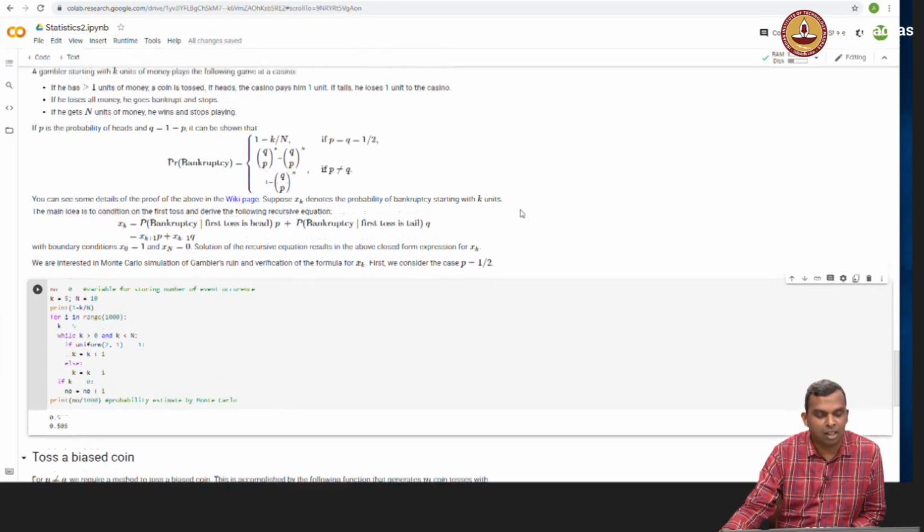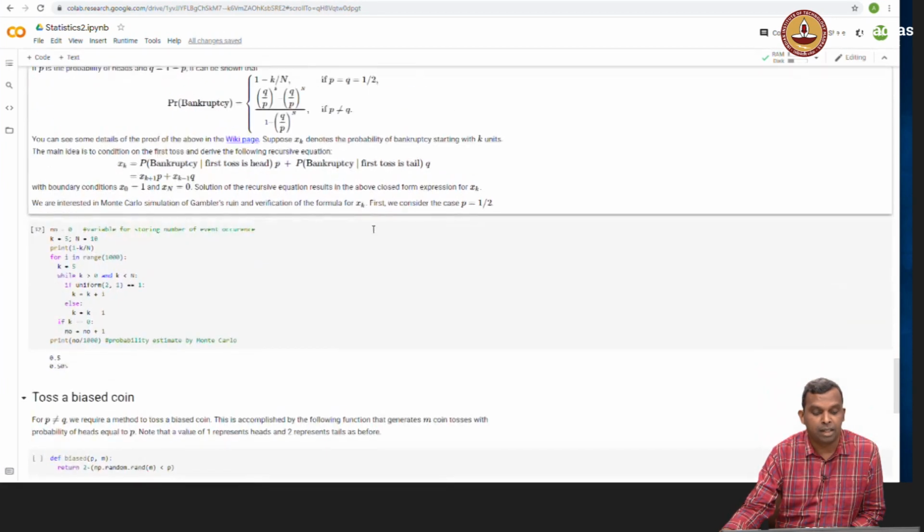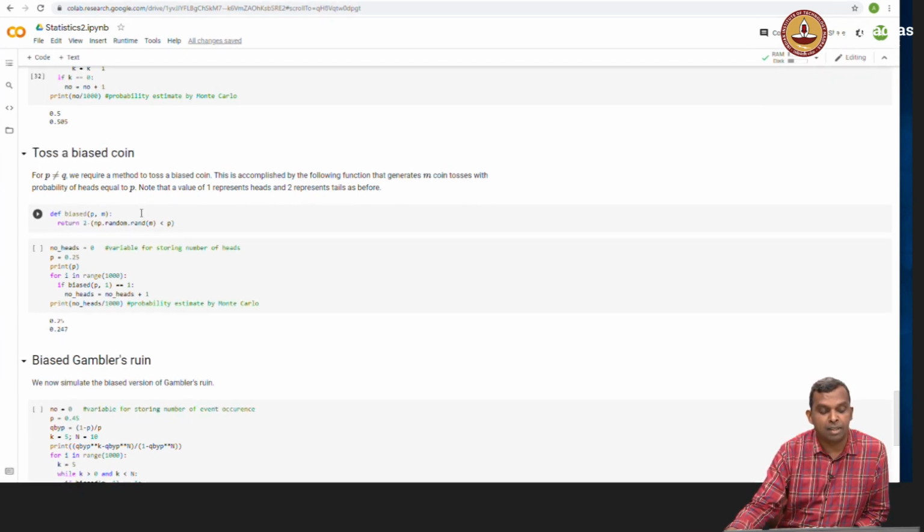Now what about the biased coin? What if p is not half? Can you do simulations? So I put here something that will simulate a biased coin for you. We need a method for tossing a biased coin, because so far we had only uniform outcomes. So I put here biased of p comma m. You put in some value for p, it will toss a biased coin for you m times, and it will give you the answer.